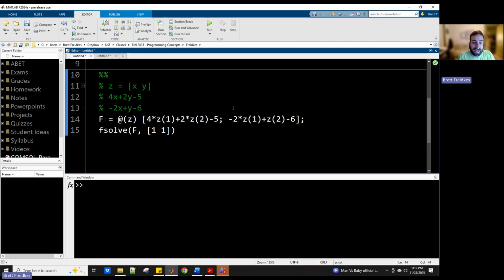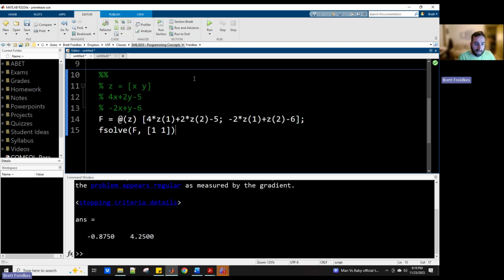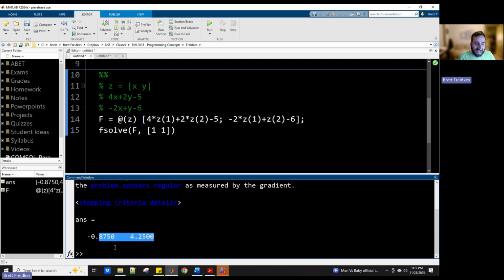And now we have created this function anonymously that contains these two equations in our system. If I run this, you can see that I get an answer of -0.875 and 4.25. What does this mean? Well, this is basically the value of x and the value of y for our system. This answer is really z: -0.875 and 4.25.